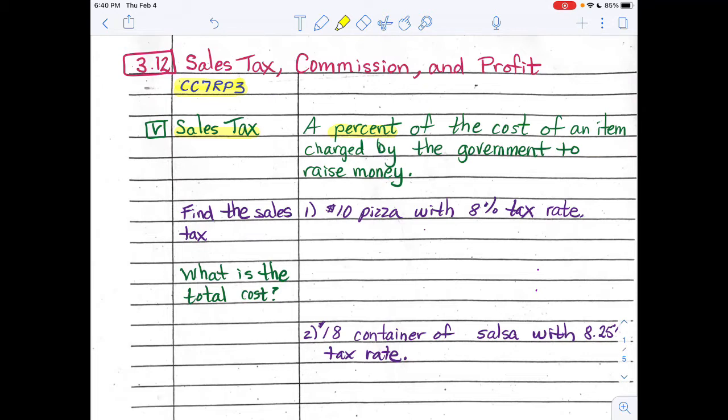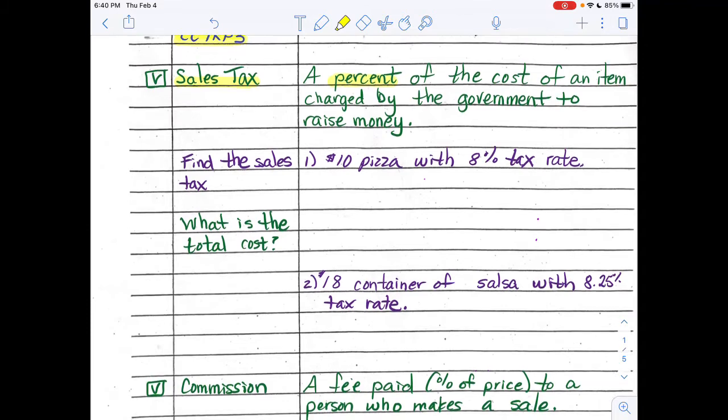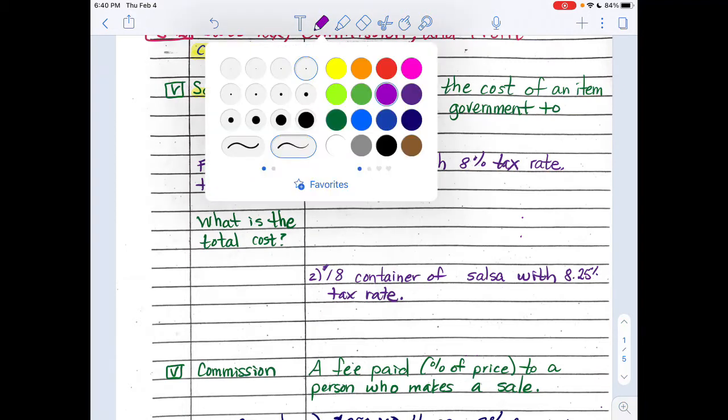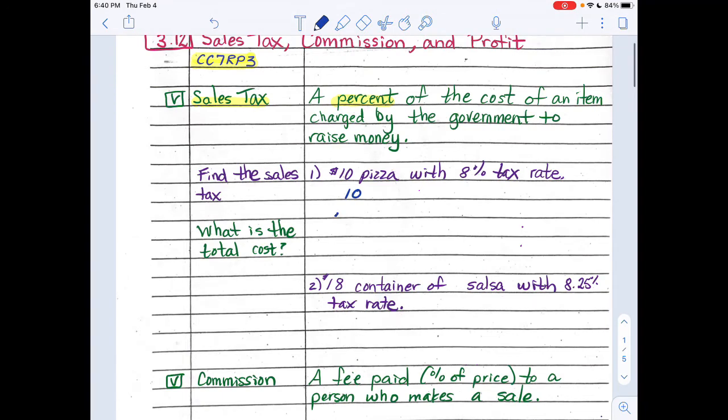So sales tax is charged on a lot of items, and you can see it on your receipts in the stores. So let's try to figure out how it's calculated in the stores. We're going to find the sales tax for a pizza. It's a $10 pizza, and there's an 8% sales tax. So we are going to calculate what the tax would be, and then what the total would be of the pizza. So $10, and the 8% tax rate is 0.08.